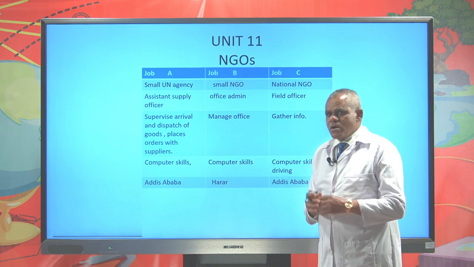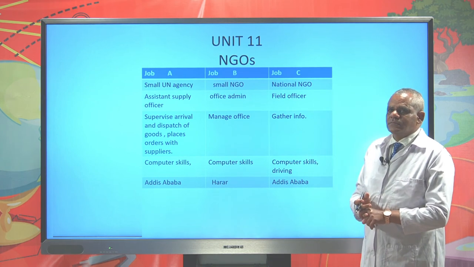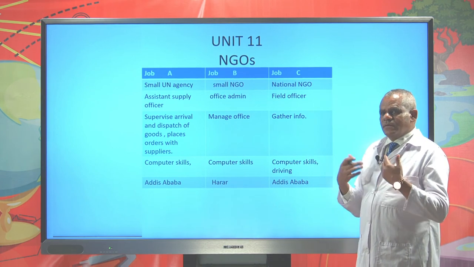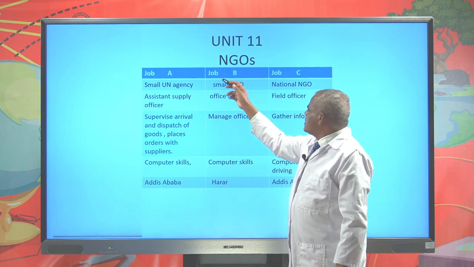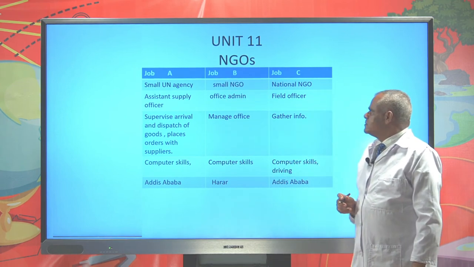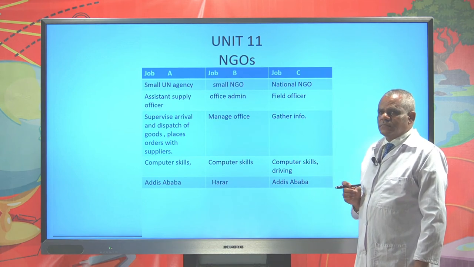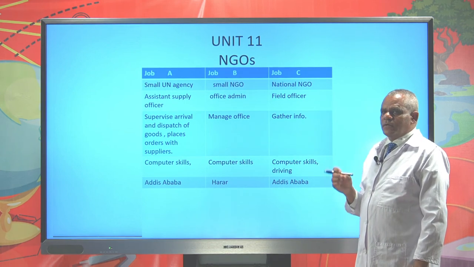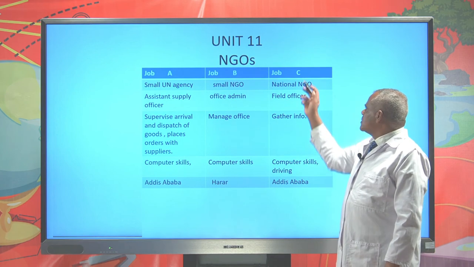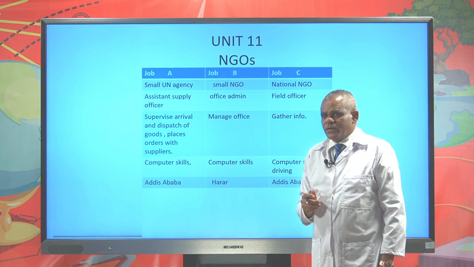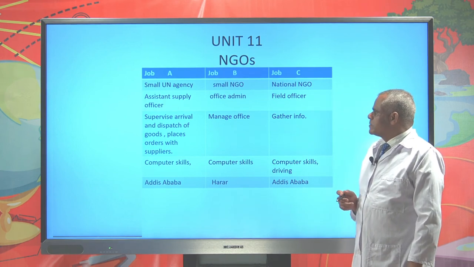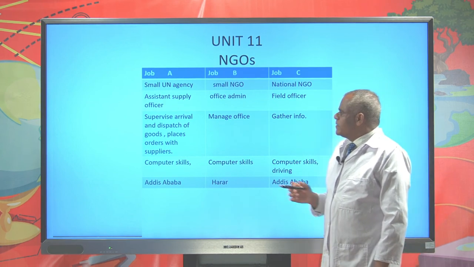The position that they need for job A is assistant supply officer. They need the one who is qualified with supplying different goods in different ways. And then job B, office administrator. That means human resource officer. Job C, definitely you are right. Have you said field officer? Very good. That's it. Interesting.